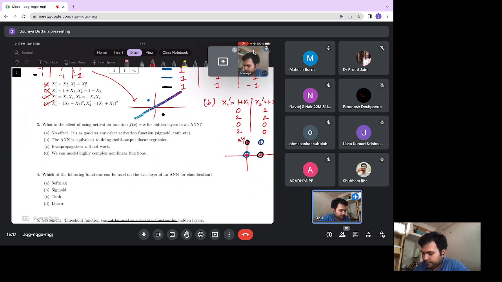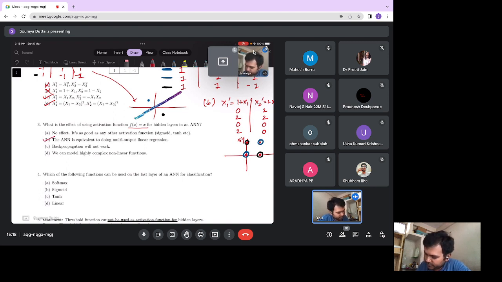So if you have gone through the lecture of ANN, you would understand that the major reason why neural networks are famous even today is the fact that they can build up arbitrarily complex functions, and the main reason for being able to build up that complex function is the introduction of nonlinearity. So if you don't have any nonlinearity, because f(x) is a linear function, then ANN effectively becomes equivalent to doing a multi-output linear regression.